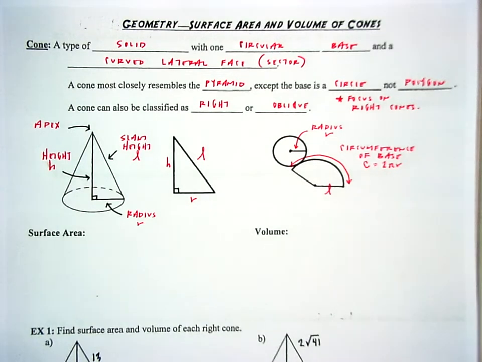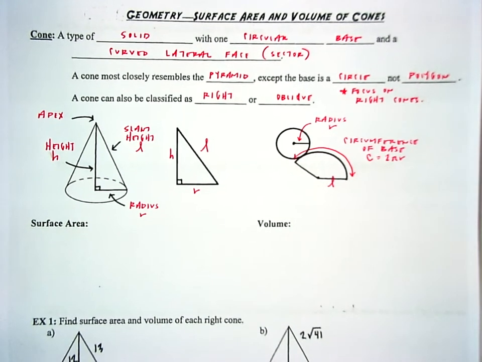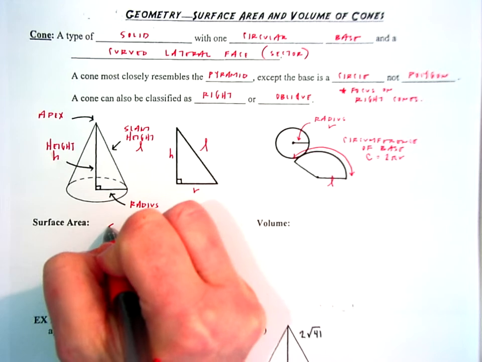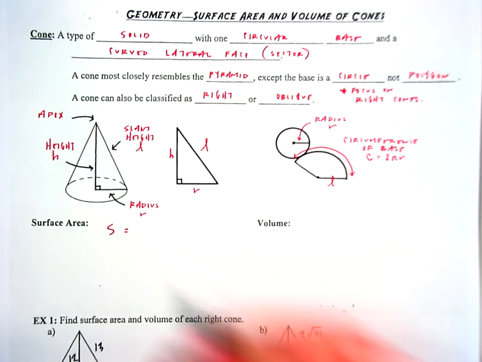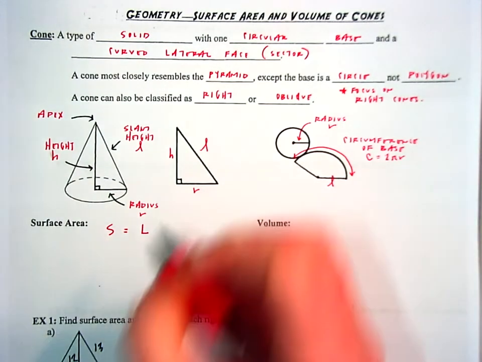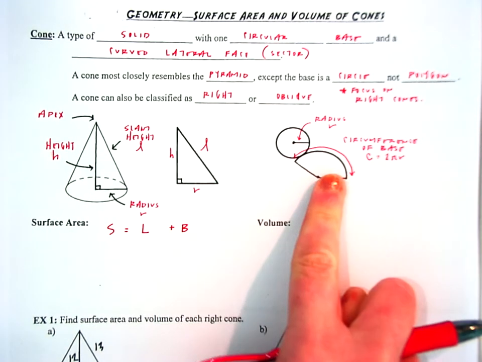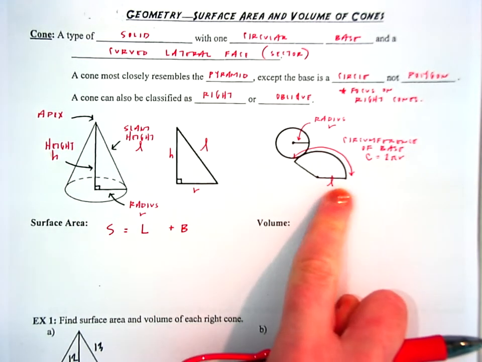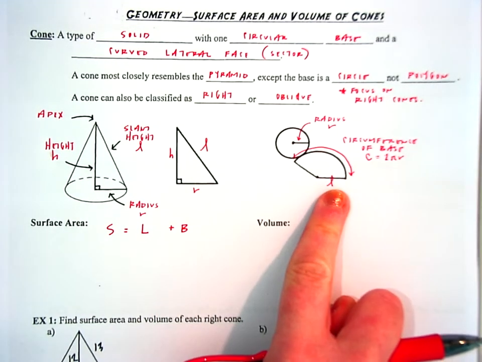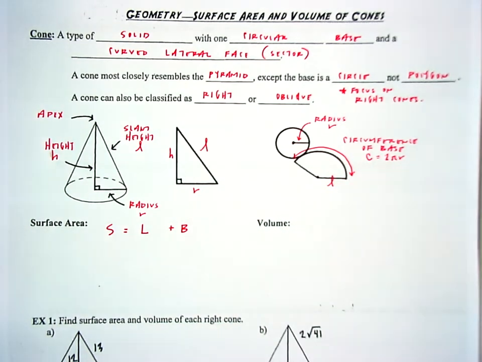All right, so I need to go to surface area first. So in general, we're looking at that curved lateral face. So I need my lateral area plus my base area. But how do I get to this lateral area? Let me do a little mini proof off to the side to show you where that comes from.